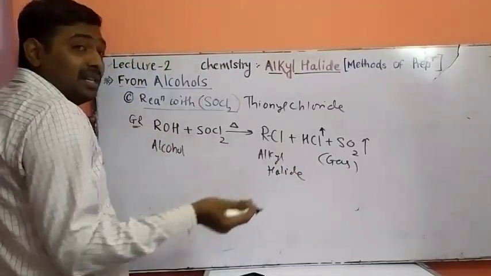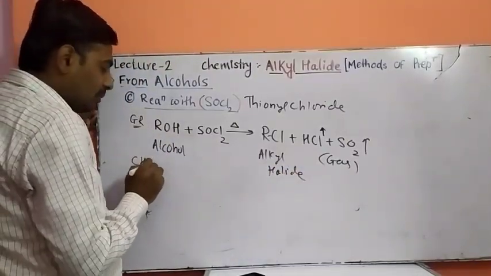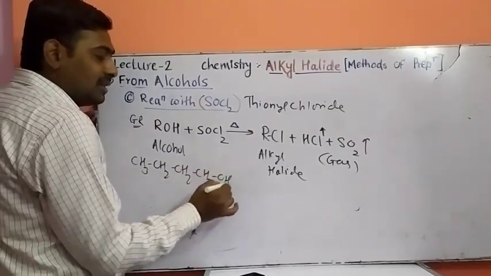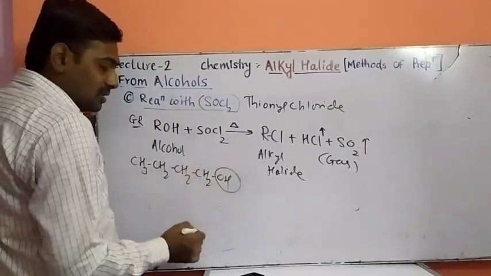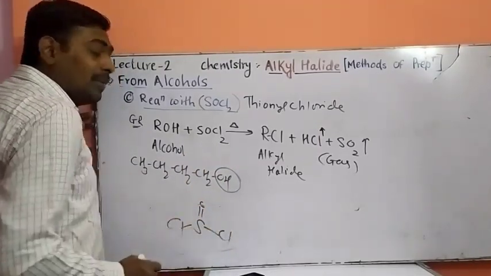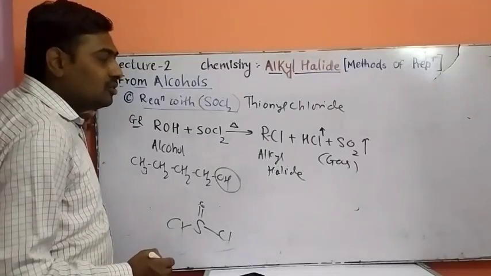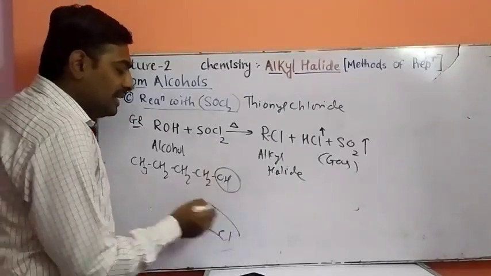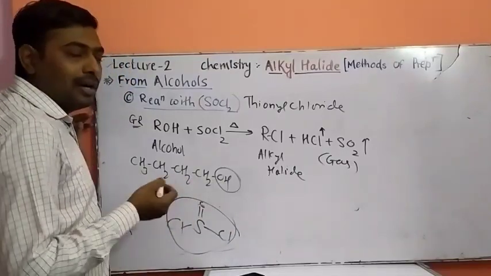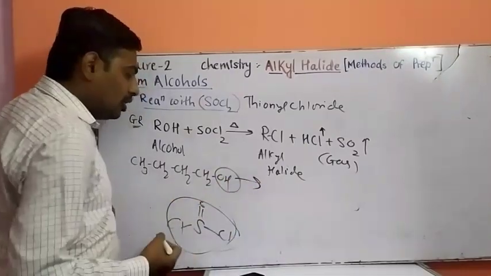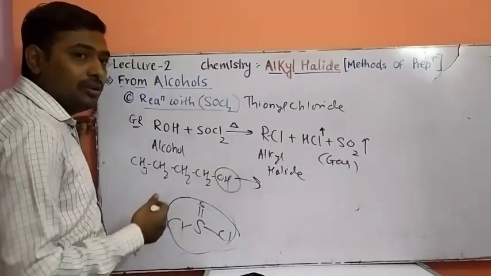Generally, straight chain alcohols are utilized, like 1-butanol, 1-propanol. Straight chain alcohols are utilized in this reaction because the structure of thionyl chloride is of a bulkier nature. So it does not easily react with crowded alcohol molecules. So generally straight chain alcohols like 1-butanol, 1-propanol are used. This is the 1-butanol molecule.